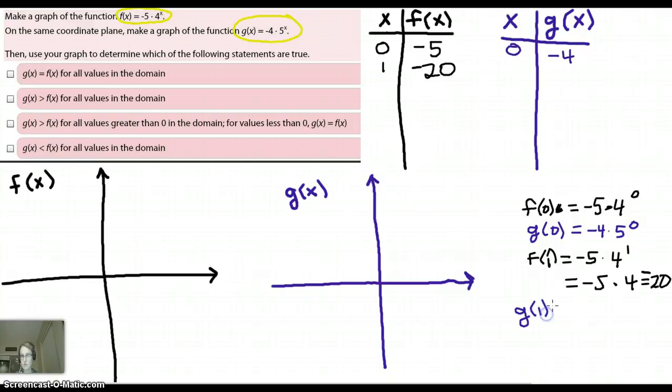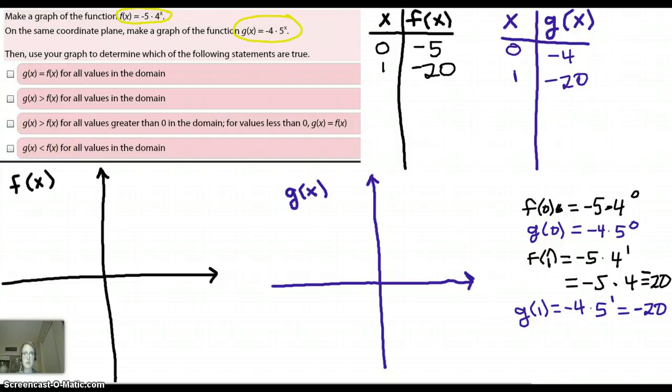Now let's go ahead and do the same thing for g of x. G of 1 is going to equal negative 4 times 5 to the first power, which is also going to give us negative 20, isn't it? Negative 4 times 5 is equal to negative 20. So it looks like they're going to share a point at 1 comma negative 20. Okay, now I'm going to pause and calculate a few more values, and then we'll graph them together, now that you have the hang of it.